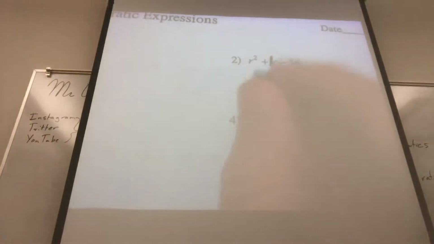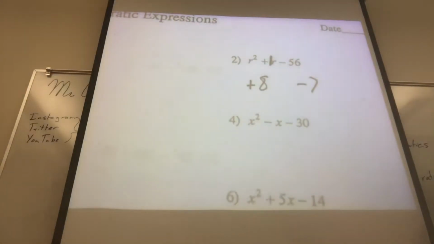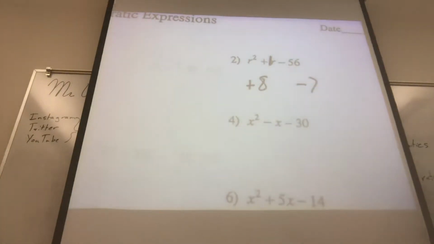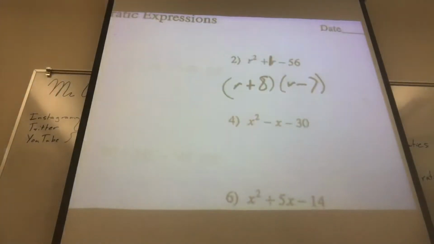So in this case, that's going to be a positive 8 and a negative 7. A positive 8 times a negative 7 will give us a negative 56. And then a positive 8 minus 7 will give us a positive 1. That's r plus 8 and r minus 7.